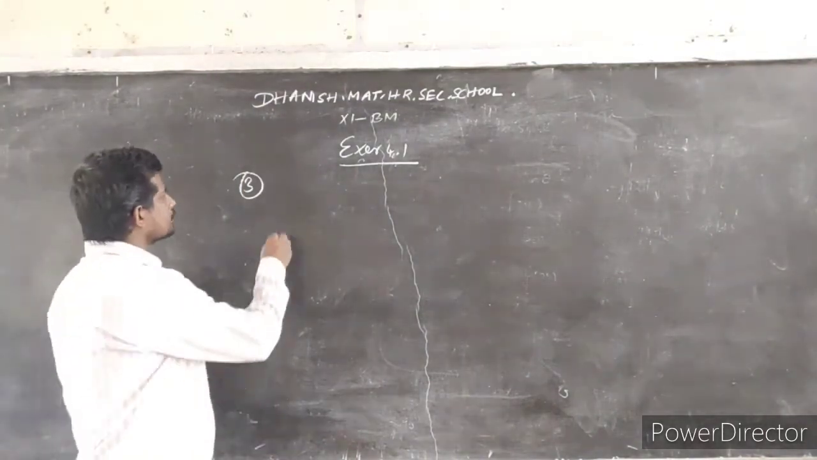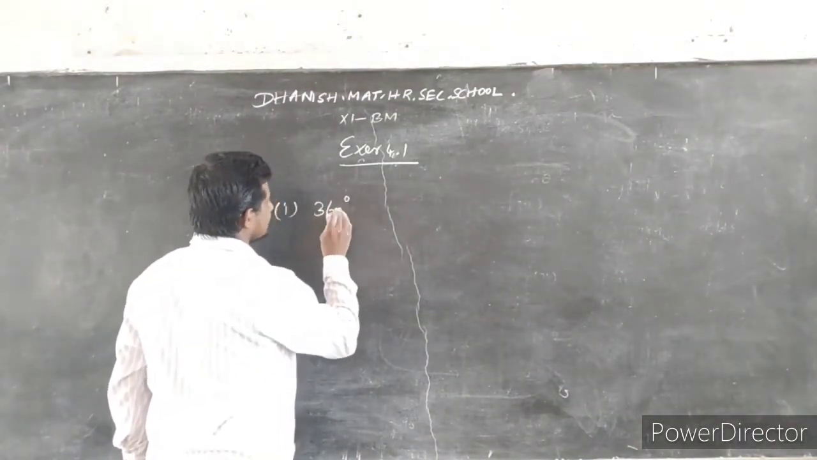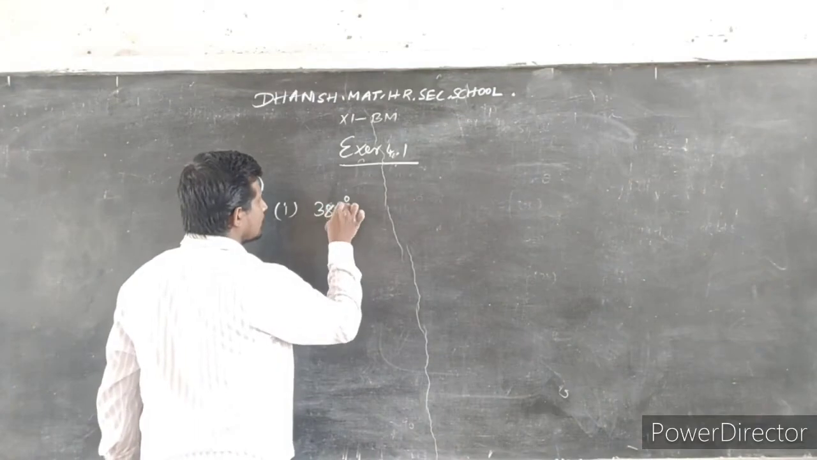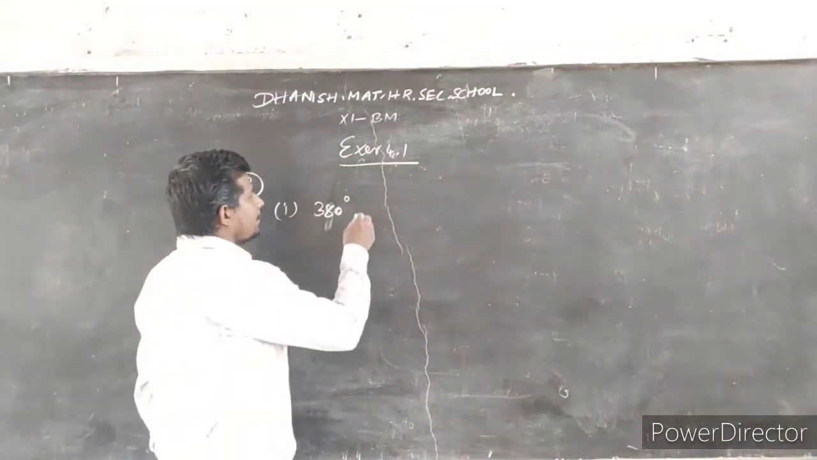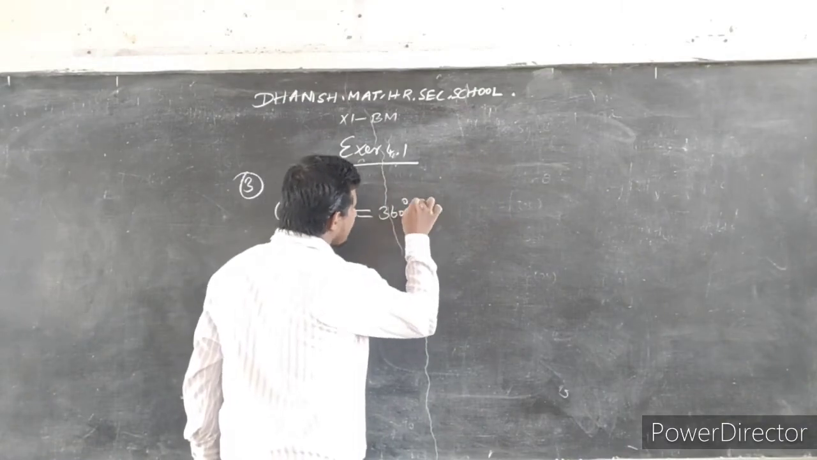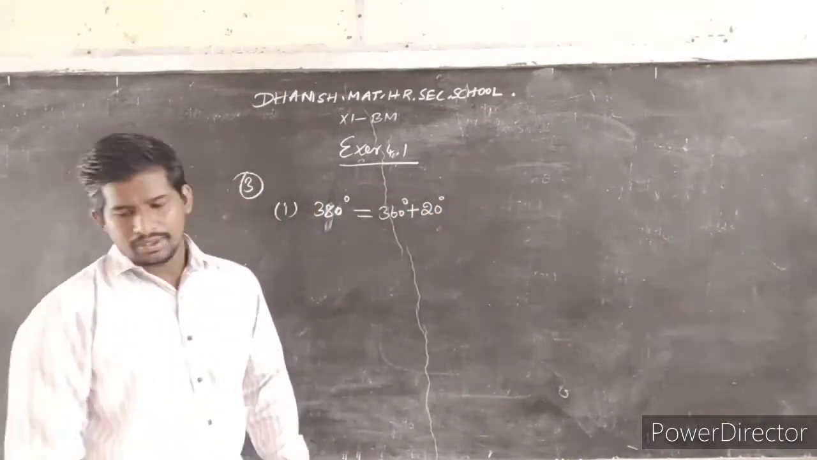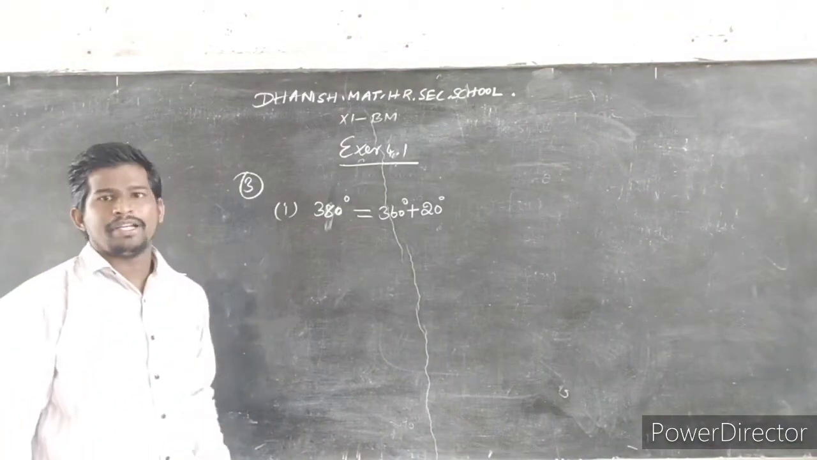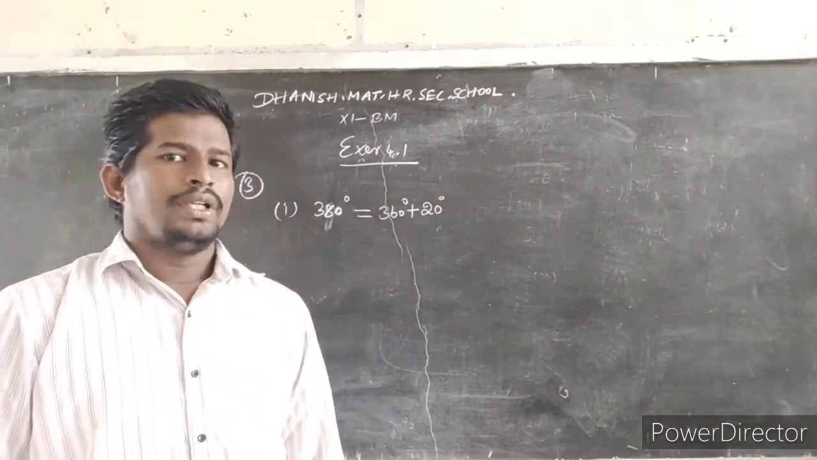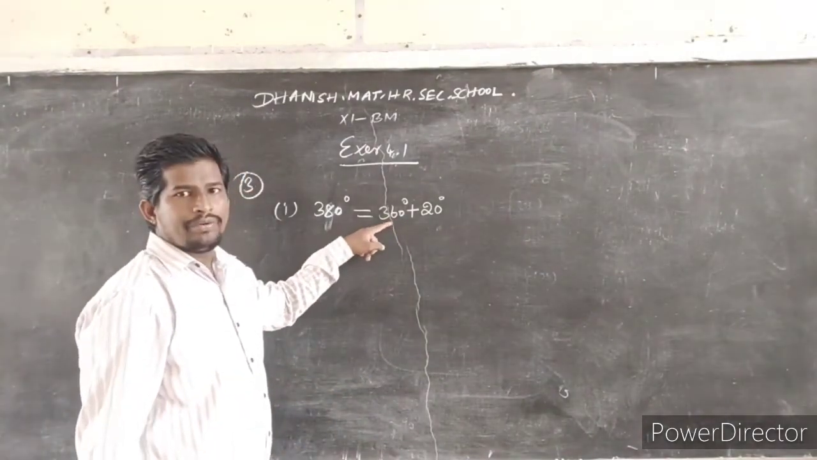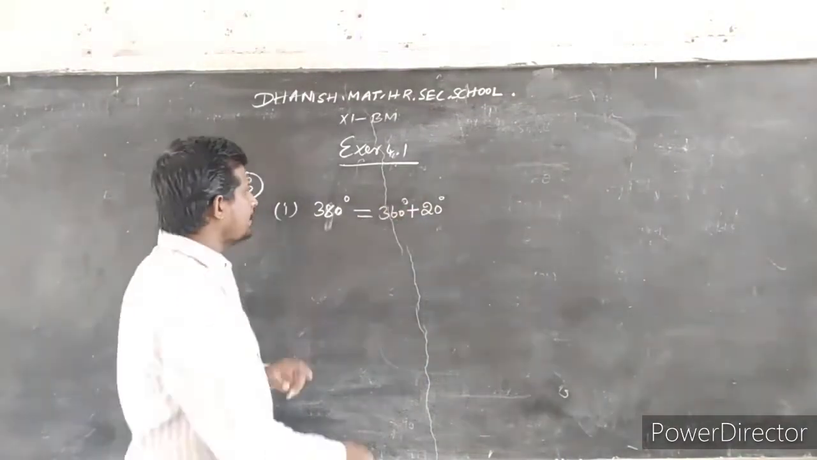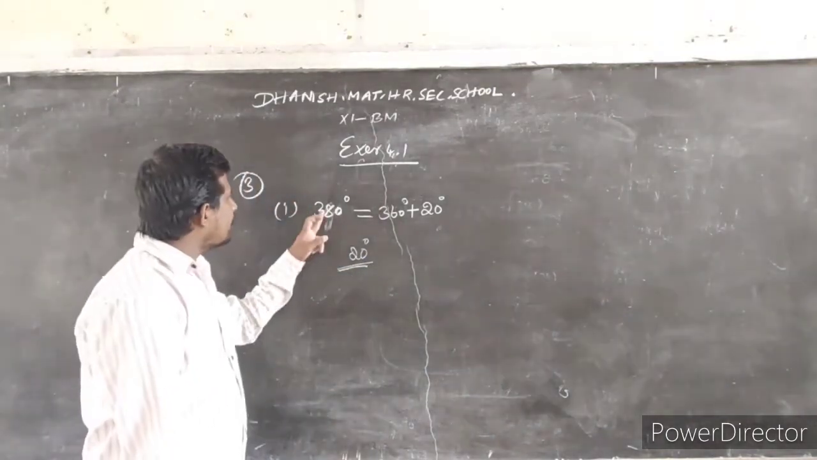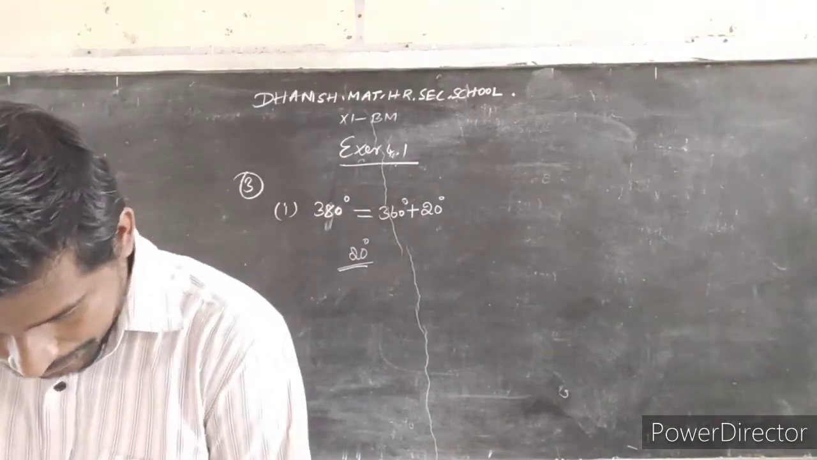First one, 380 degree. See, 380 degree can be written as 360 degree plus 20 degree. Here we are having one complete rotation, so we will omit it. So what's remaining? 20 degree. So 20 degree lies in the first quadrant. So the given angle lies in the first quadrant.